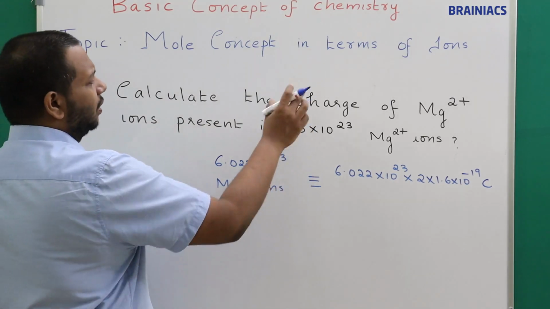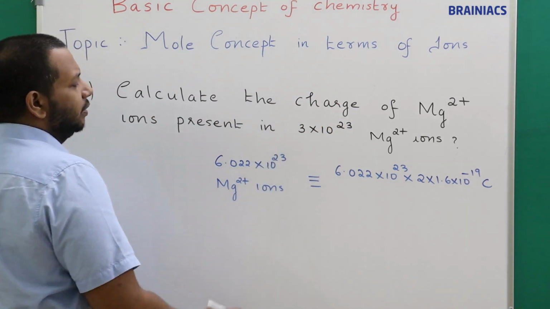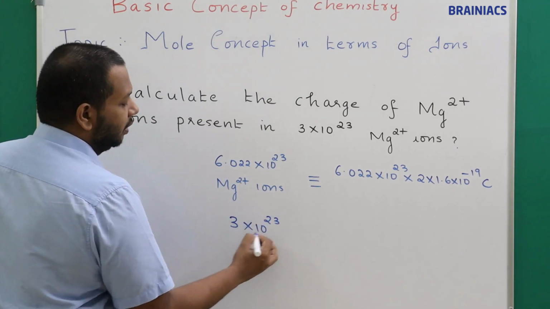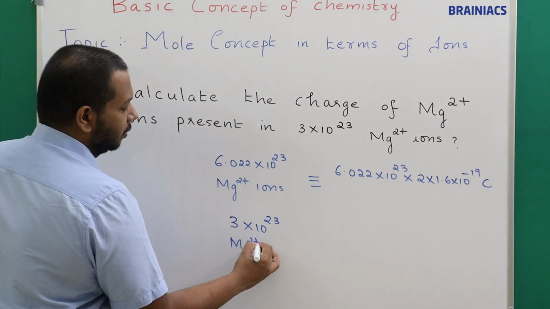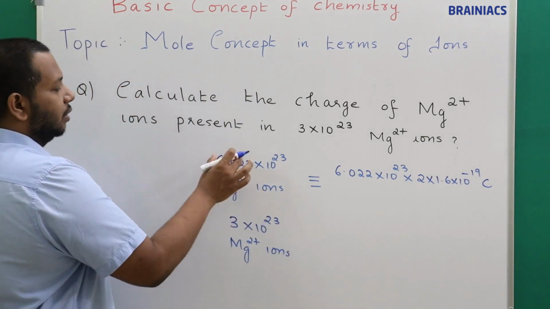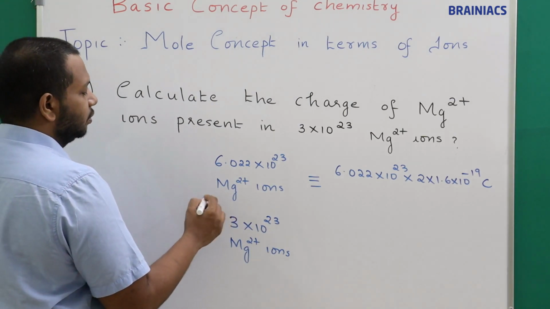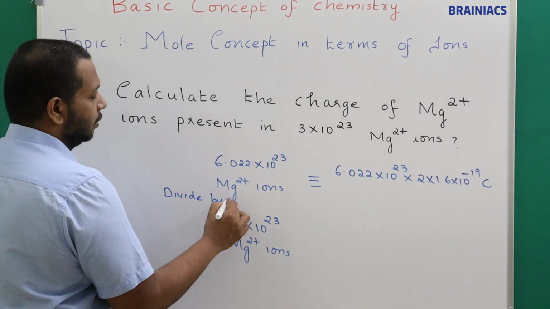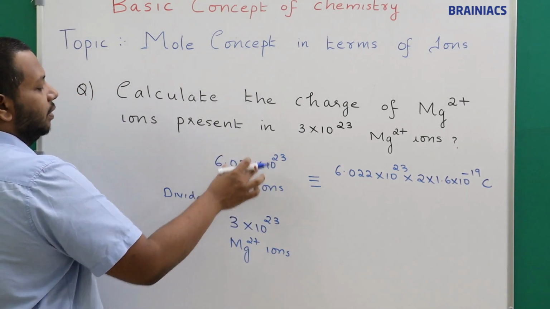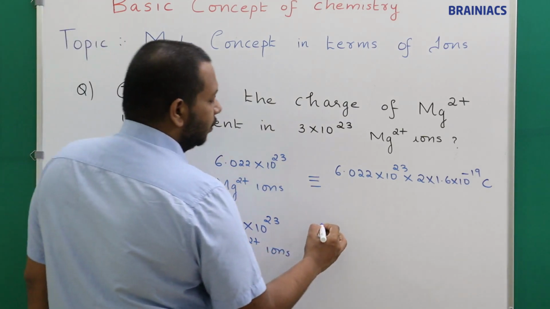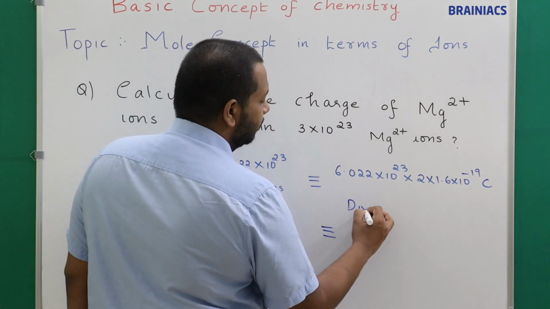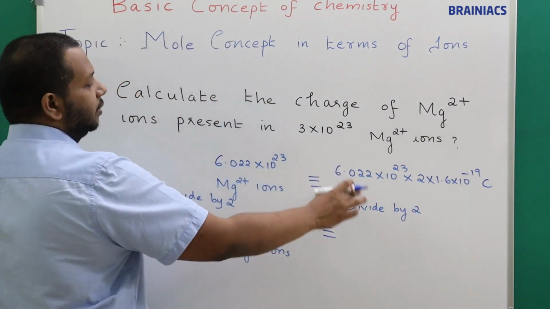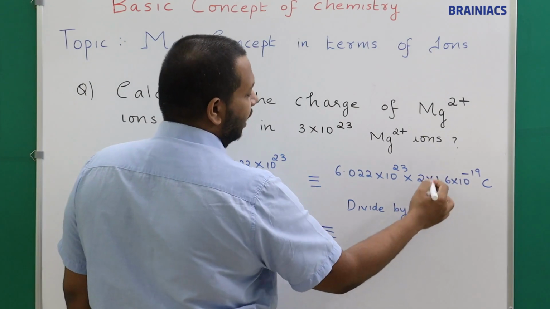Now the question here is, what is the charge of 3 into 10 power 23? So how to convert this number to 3 into 10 power 23 Mg2+ ions? So to convert this to 3 into 10 power 23, what we should do? We can say divide by 2. If you divide by 2, this will become like this. So when you do that, here also I say divide by 2. So when you divide by 2, this will get cancelled off.